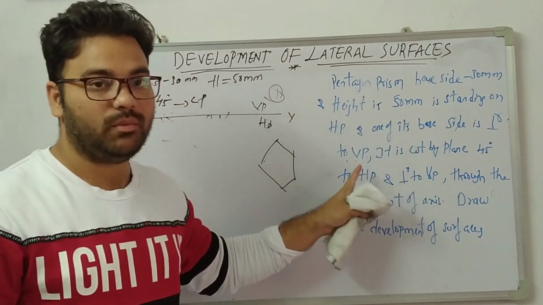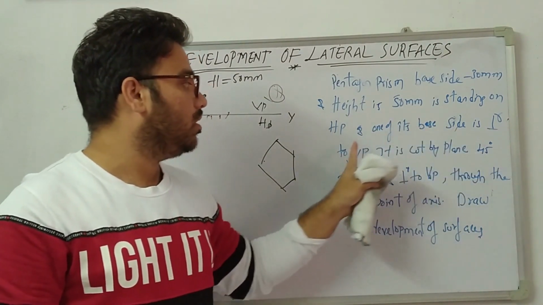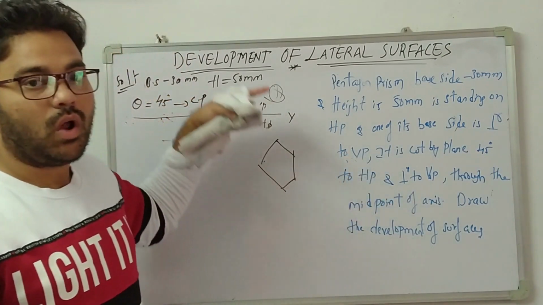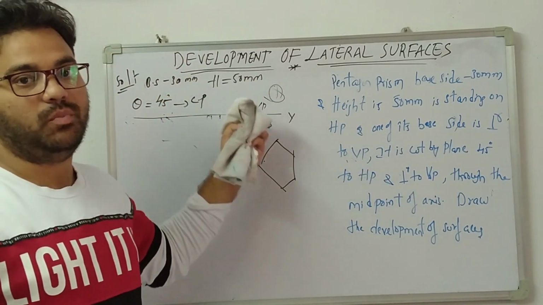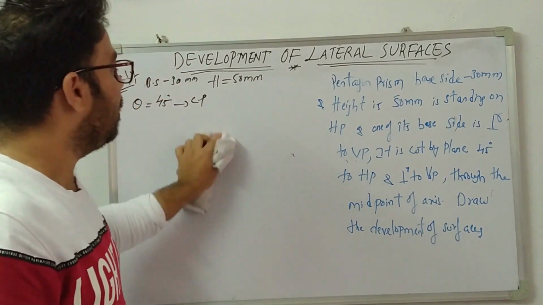In any kind of problem, solids or section of solids or development of surfaces, if perpendicular to the VP is given, it means you have to draw in the opposite plane, that is in the HP. Now we will start the problem.